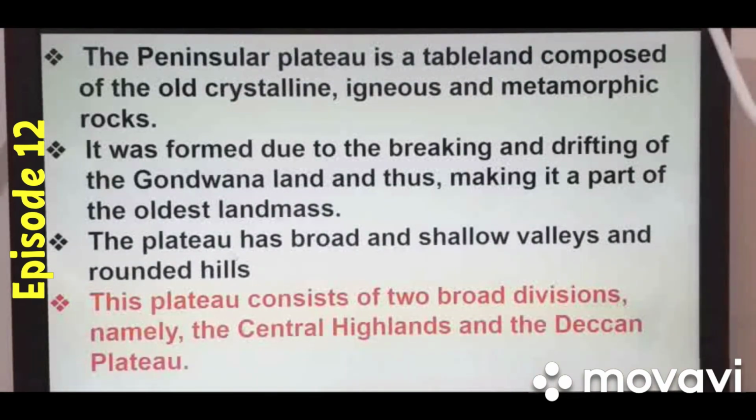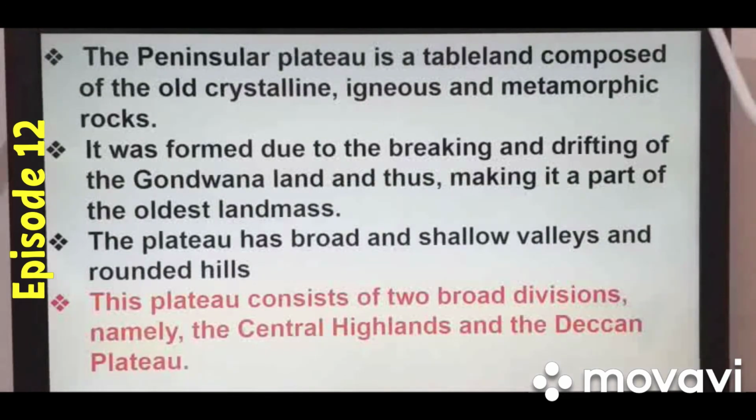Some other features of plateaus: they have broad and shallow valleys and rounded hills. Plateaus are also known for their scenic beauty of waterfalls. We find a number of waterfalls in plateau regions.